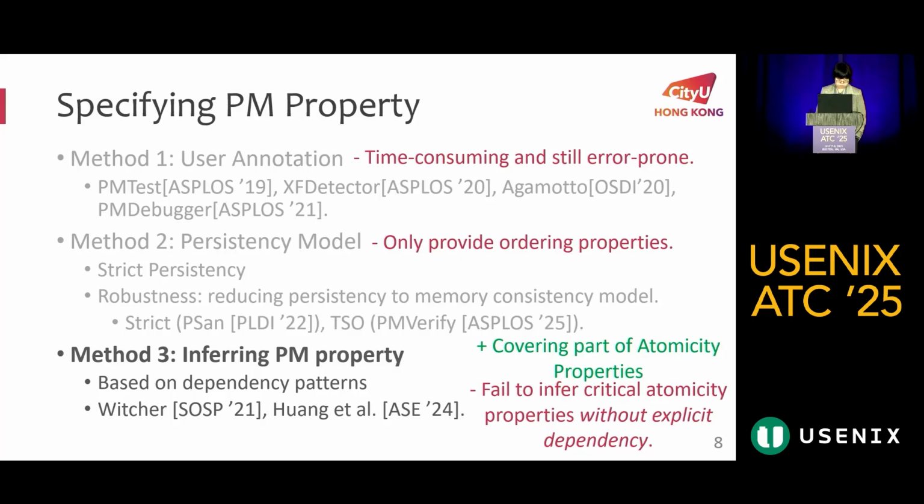So PM properties could also be inferred by tools. There is some work in this direction that mainly uses dependency analysis. This work could cover part of the atomicity properties. They fail to infer a class of critical atomicity properties that I will introduce now.